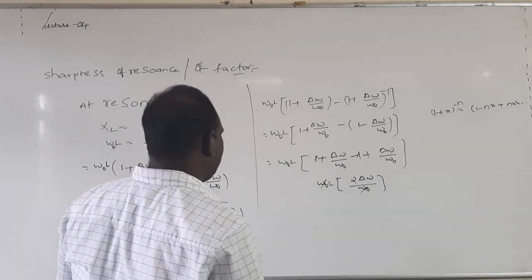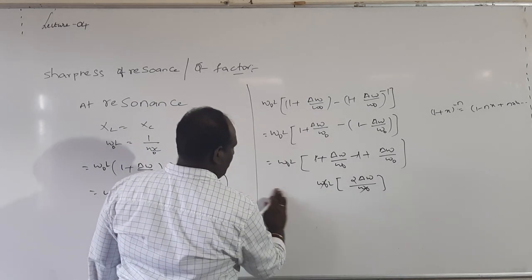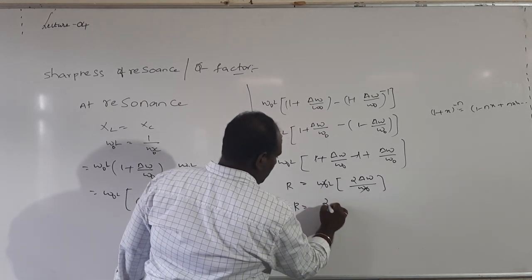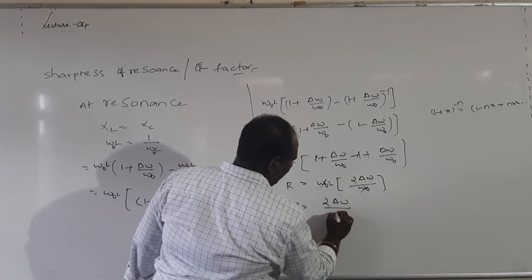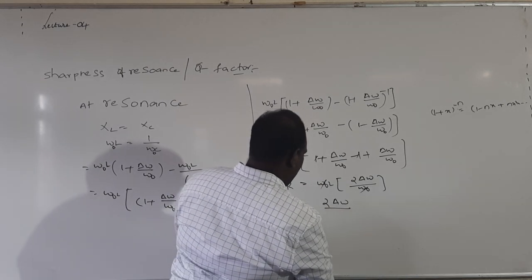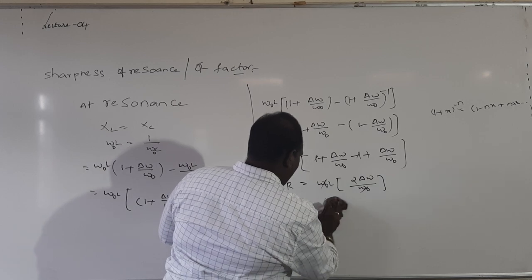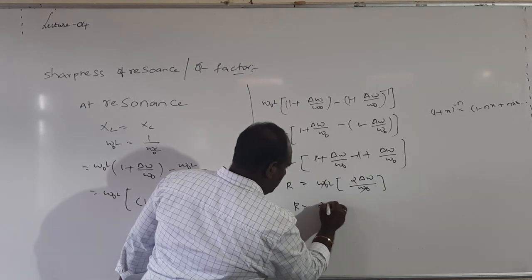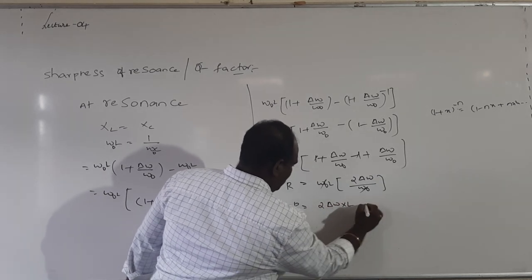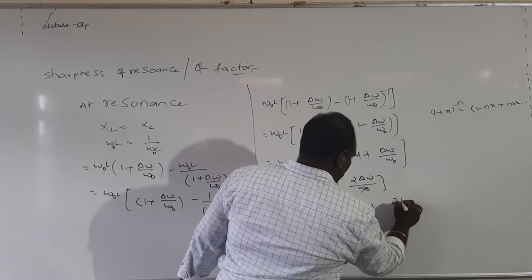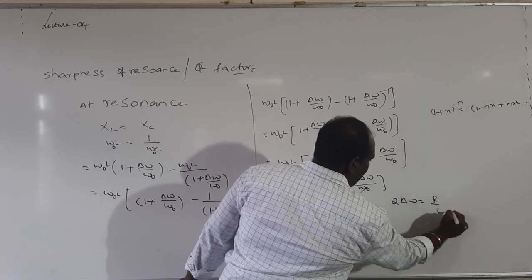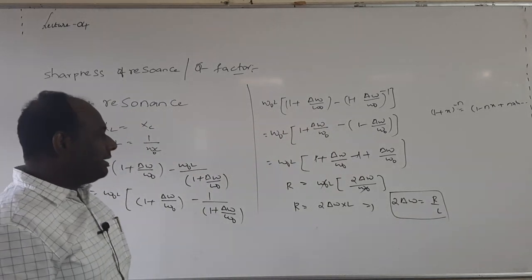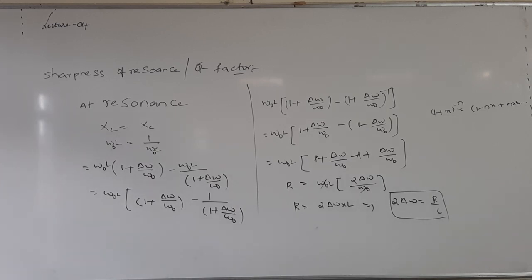This cancels, then what will we get? R is equal to 2 delta omega into L. So from this, 2 delta omega equal to R by L, we are getting. Now I am going to explain the Q factor.